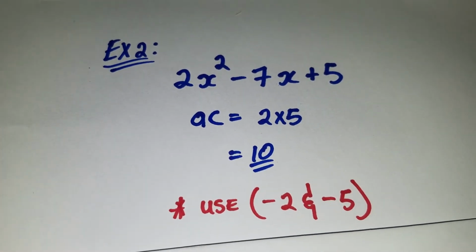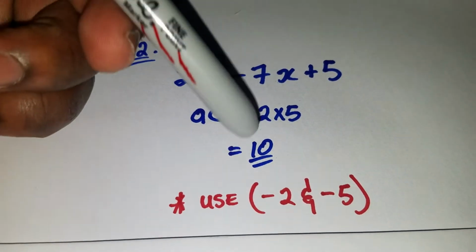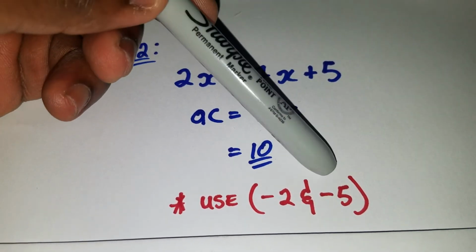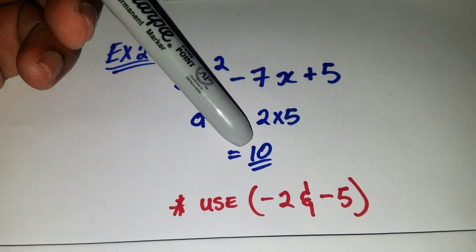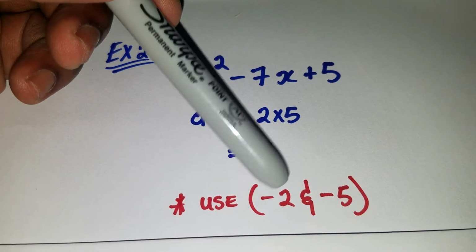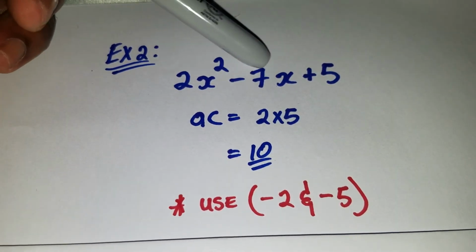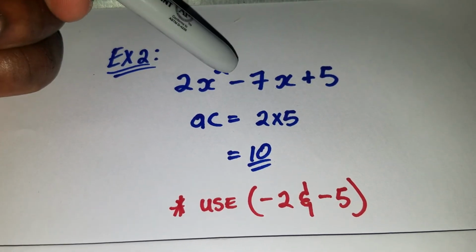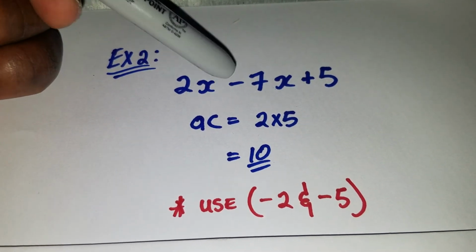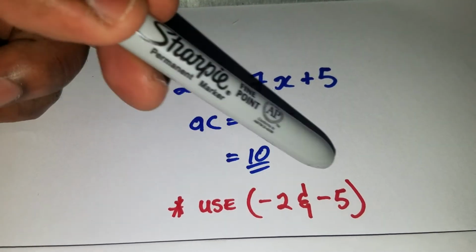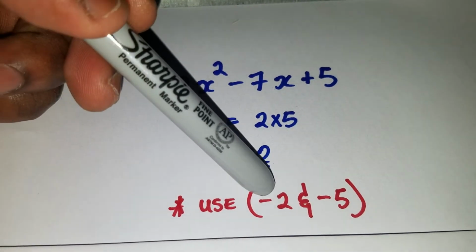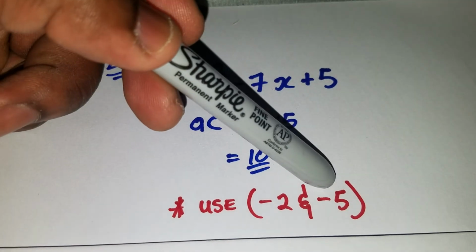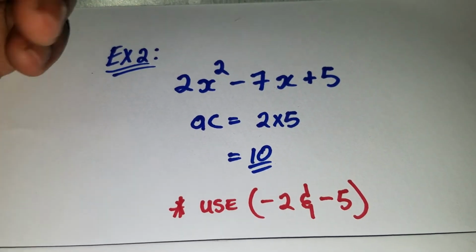It would be negative 2 and negative 5. As you can see, negative 2 times negative 5 will give us positive 10. However, negative 2 plus negative 5 will give us negative 7. So we're going to rewrite negative 7x in terms of these two factors. So instead of saying negative 7, we're going to put negative 2 plus negative 5. Cool?